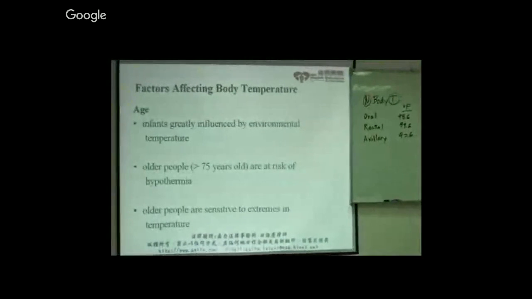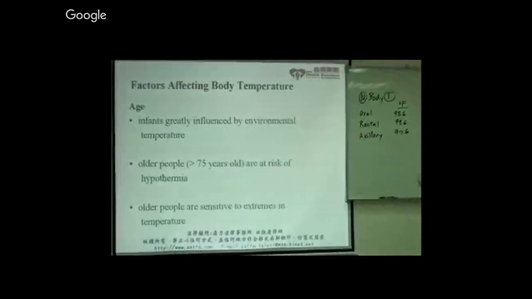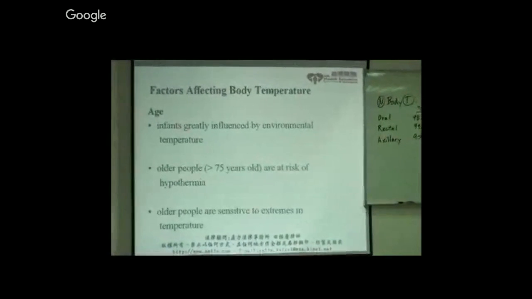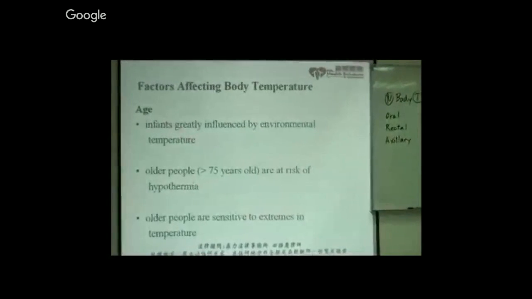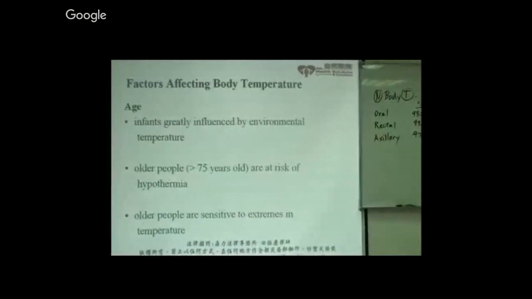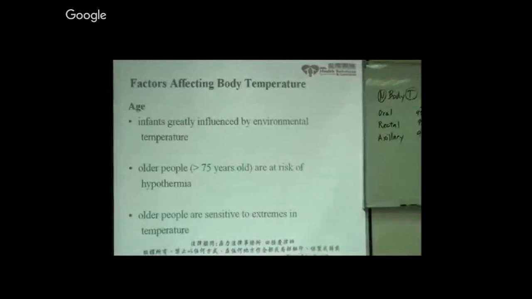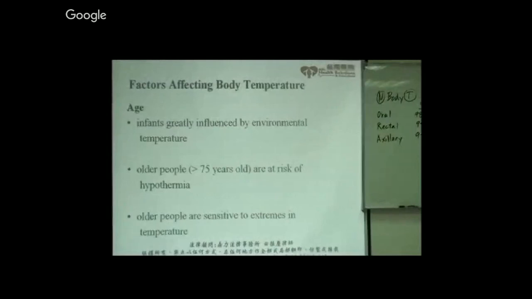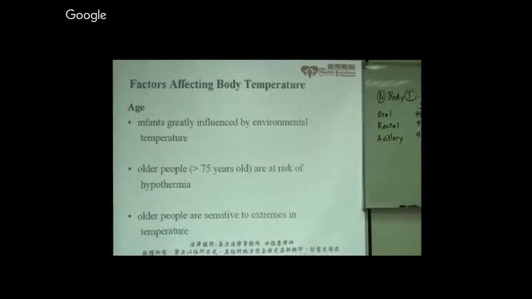So what makes the body temperature go up, go down? Number one, age. Age is a factor. Remember, infants or newborns are greatly influenced by environmental temperature changes. That's why if you have a baby, when you go outside, you have to cover them, because their temperature changes very fast compared to an adult. So infants must be protected from extreme temperature changes.